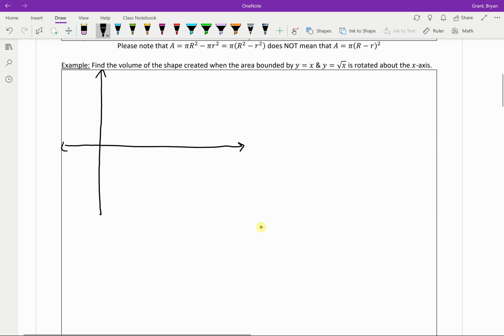I'm not sure how much space I'll need yet. I'm also going to need each of these, and they're going to cross probably somewhere. How do I figure out where they cross? I bet you could eyeball it, but let's do a little bit of algebra.